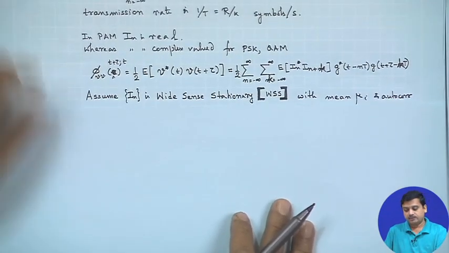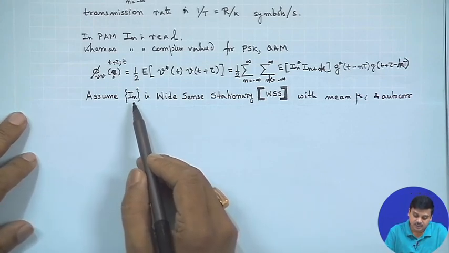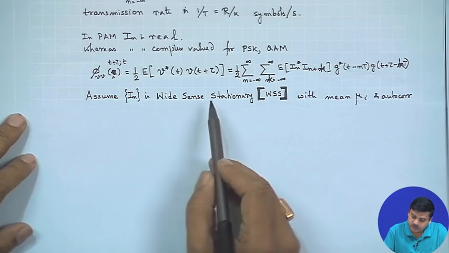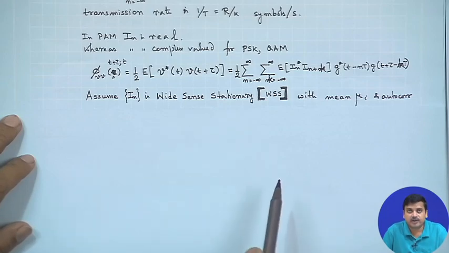So, it may be okay to assume I n, that is the information sequence, to be wide-sense stationary. By wide-sense stationary, what we mean is that the mean is not varying with time, and the correlation is dependent only on the time lag and not on the function of time. That means, the correlation and the mean will remain the same at whatever instant of time you are trying to calculate these values.